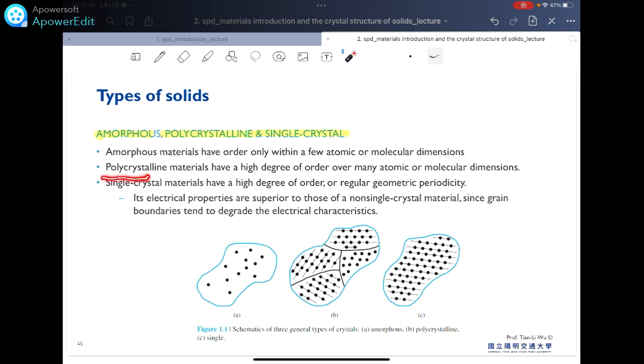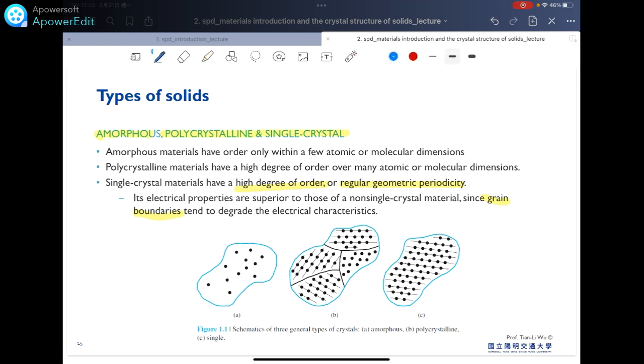And polycrystalline has a high degree of order over many atomic and molecular dimensions, as shown here. And then the single crystal, of course, has a high degree of order and also regular geometry and periodicity. So usually the single crystal structure has superior electrical properties compared to non-single crystal material because of the grain boundary. The grain boundary can degrade the electrical characteristics.